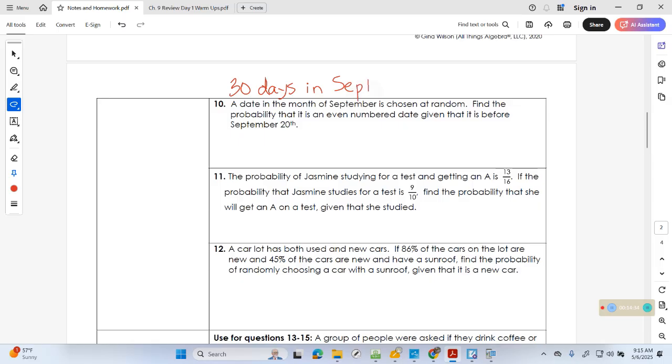Just making sure we got it. Okay, we need that. So the day of the month in September is going to be chosen at random. What is the probability that it's an even number given that it's before the 20th? So the first thing I need to know, how many evens before the 20th are there?